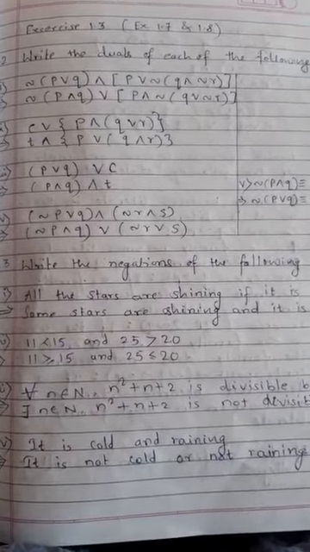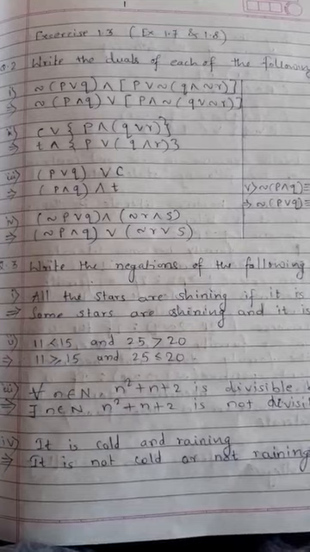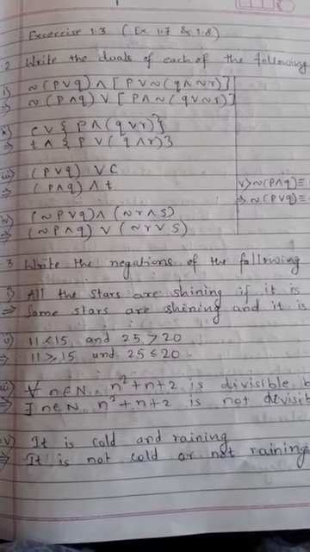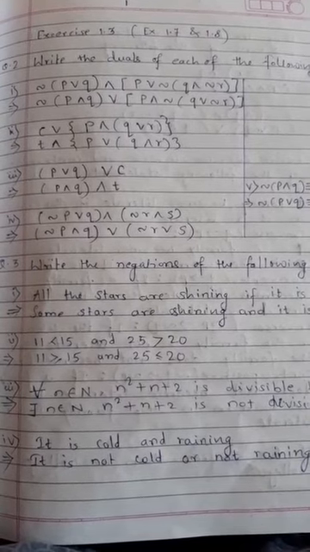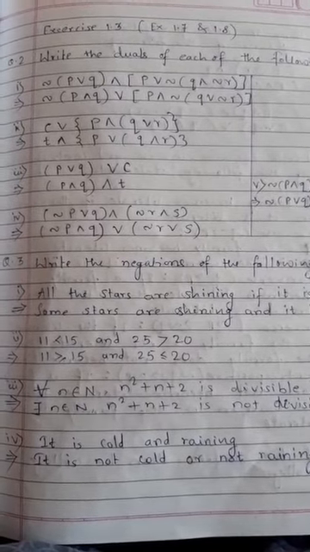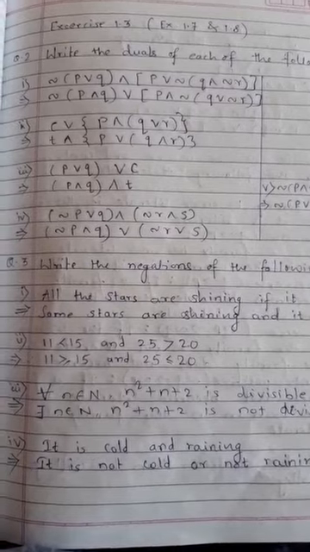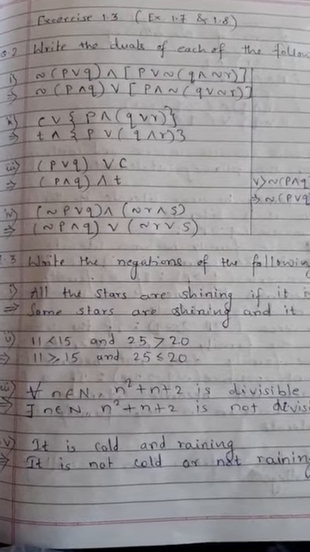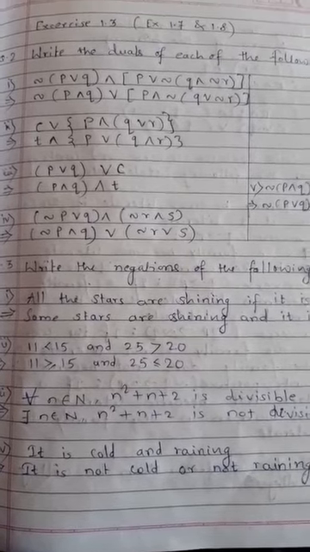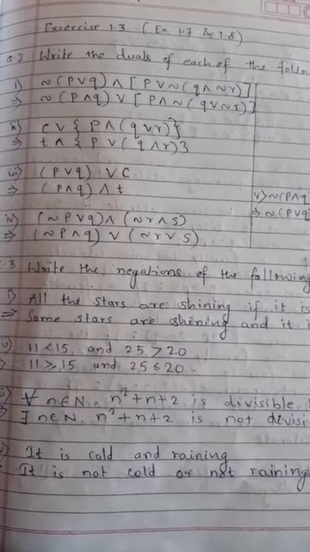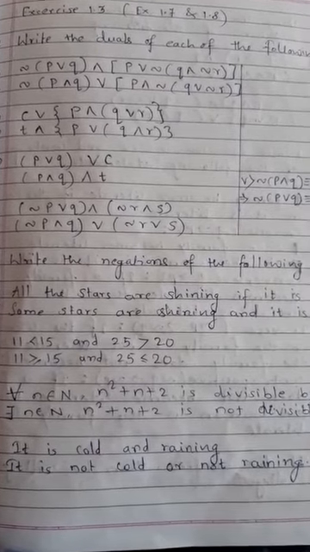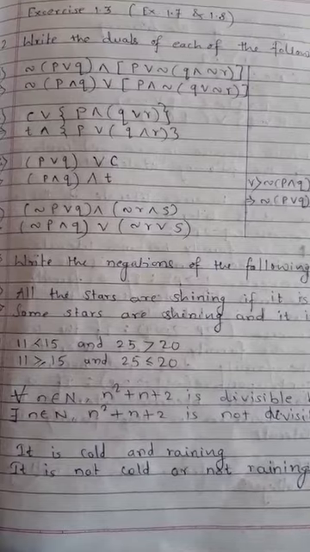Yesterday we learned the definitions of dual, converse, inverse, and contrapositive statements, and also the negation of each connective. So today we'll solve some different kinds of problems. Yesterday we started with the exercise, and we completed the first question. So let us see what the next question is today.